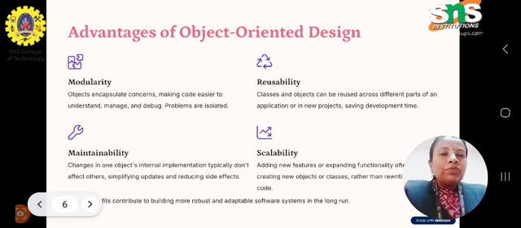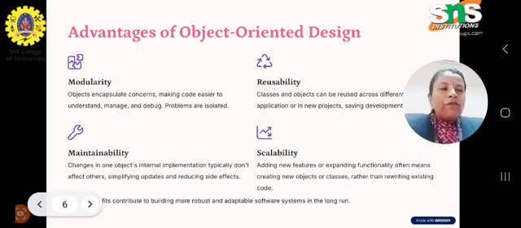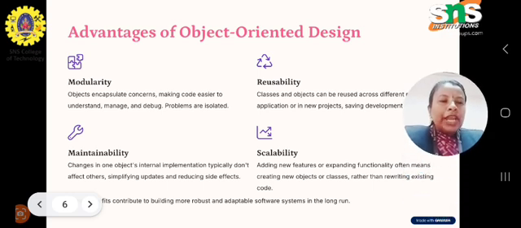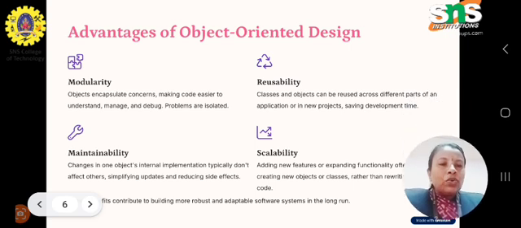So maintainability: changes in one object's internal implementation typically don't affect others, simplifying updates and reducing side effects. Next one is scalability: adding new features or expanding functionality often means creating new objects or classes rather than rewriting existing code.